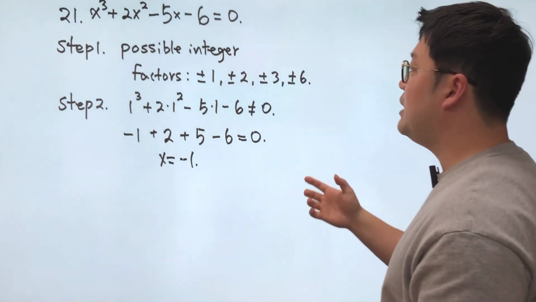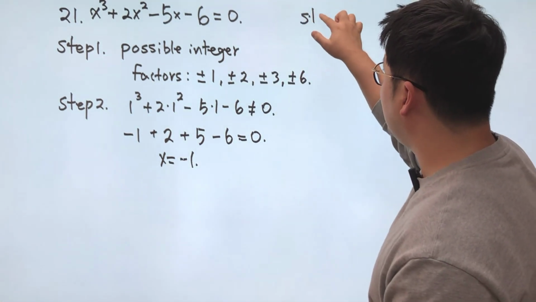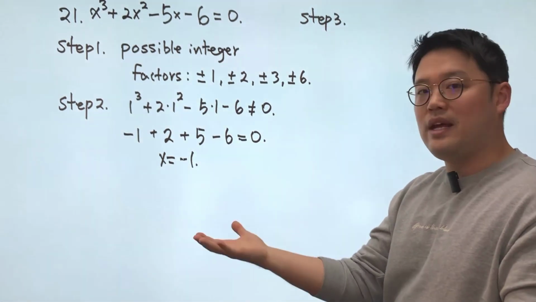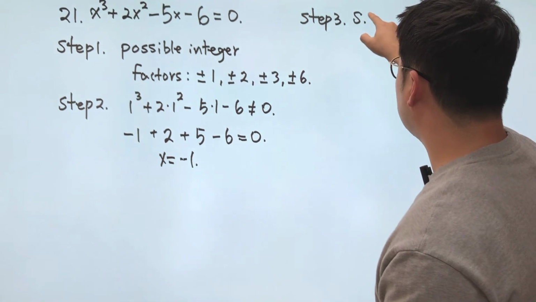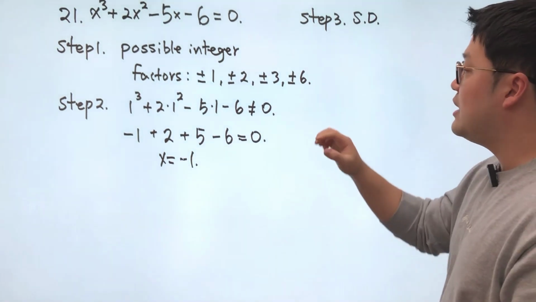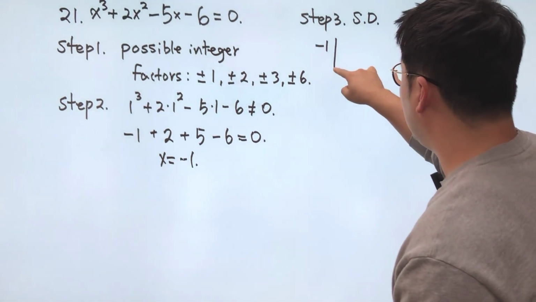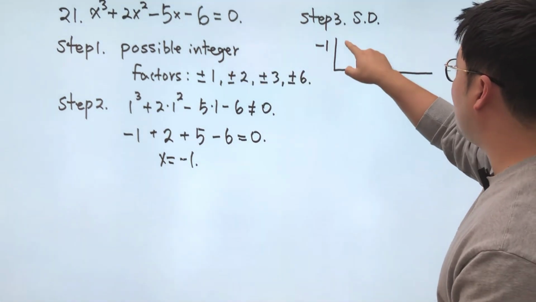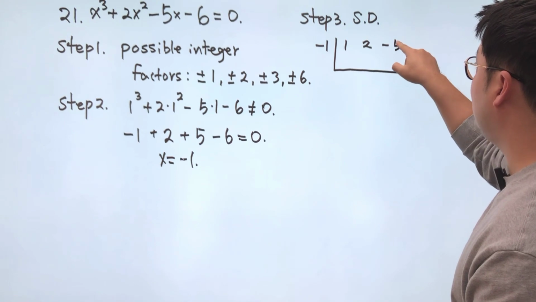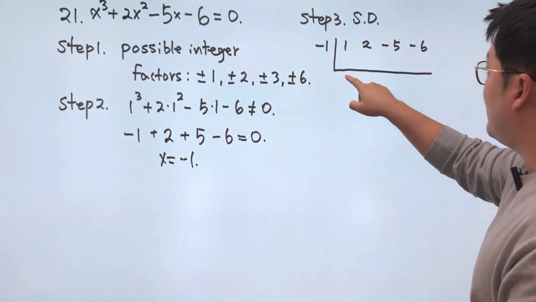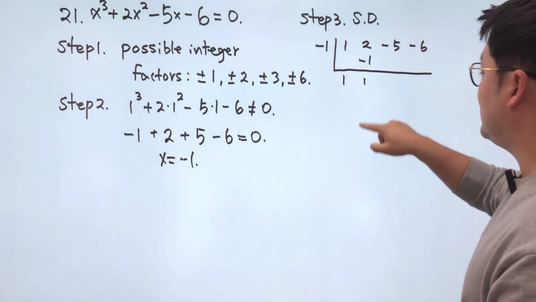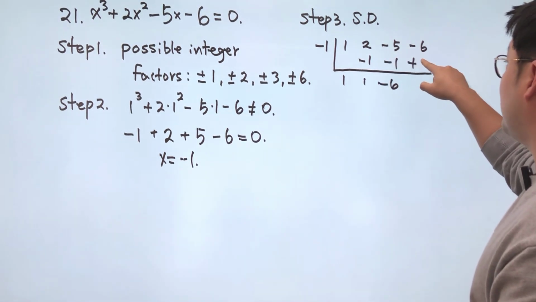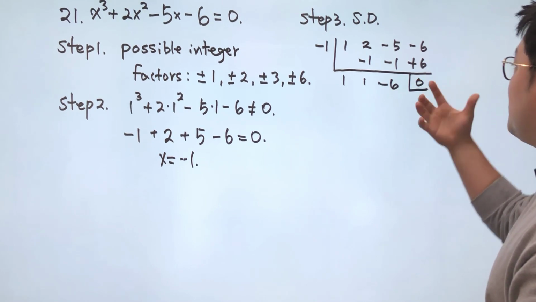So x equals -1 gave us a possibility. Step number 3 is synthetic division. If you use synthetic division, -1 will be written out, and of course I have to write all the coefficients first: 1, 2, -5, and -6. That becomes 1, then -1, +1, -1, and -6, so we get +6. We get the remainder 0, and it makes sense.